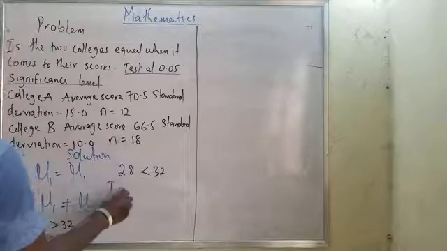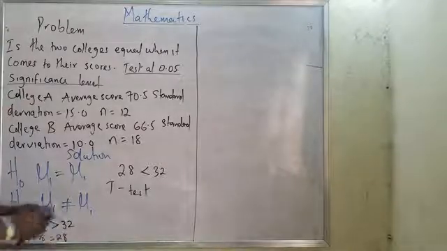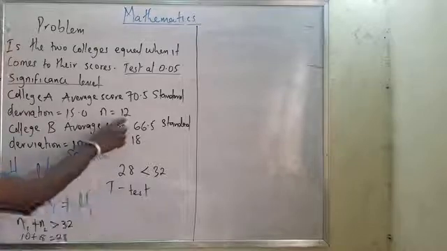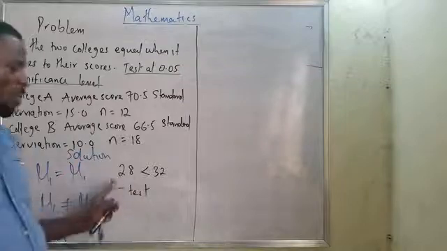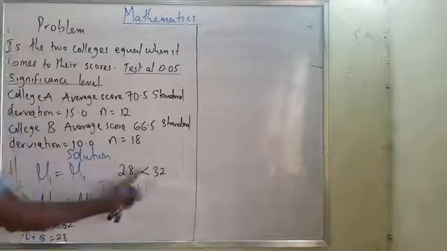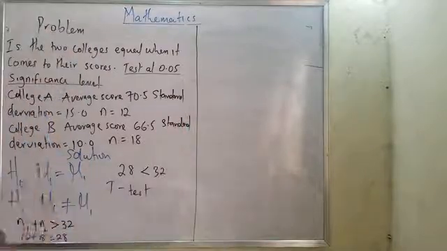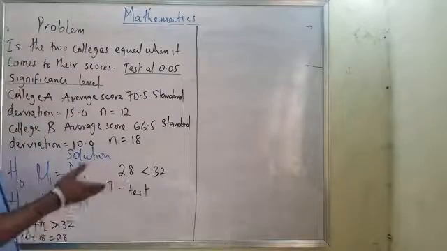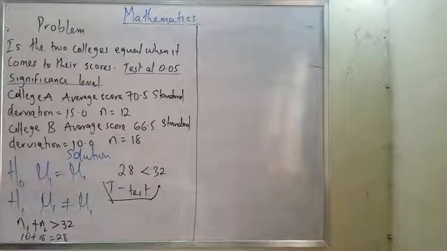It means I'll be using the t-test. That is the condition, and don't just solve, don't cram. Look at these two numbers. If you add them together and the sum is greater than 32, it means you are using the z-test. But if it is less than 32, you are using the t-test. That is what I want to explain as far as this video is concerned.